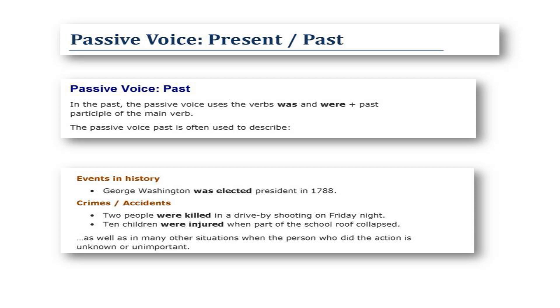And crimes or accidents. 2 people were killed in a drive-by shooting on Friday night. 10 children were injured when part of the school roof collapsed, as well as in many other situations when the person who did the action is unknown or unimportant.